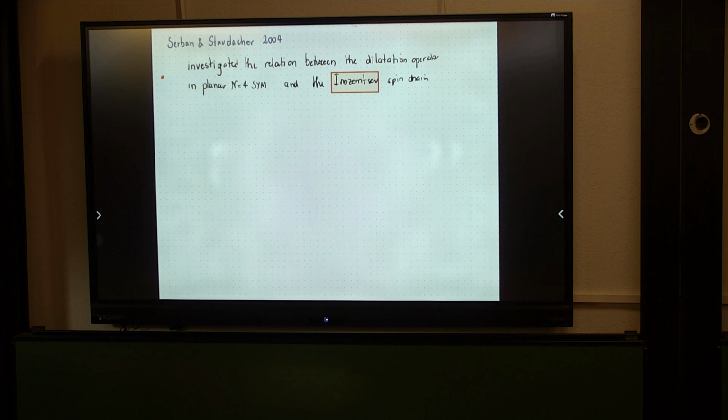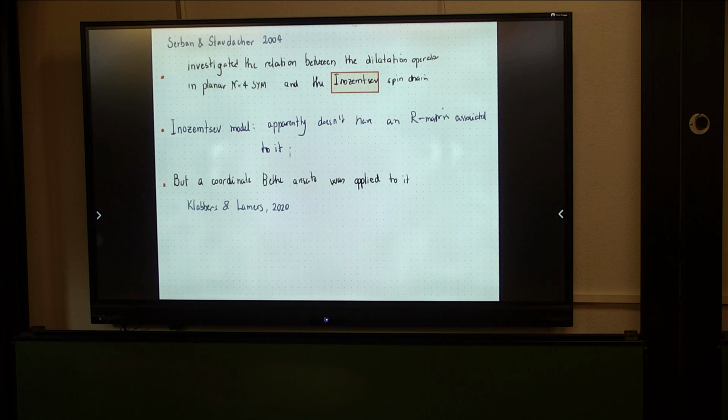And these long-range spin chains appear in many places, as I said, in N=4. There is, for example, this paper by Didina Serban and Matthias Staudacher. They investigated the relation between the dilatation operator in planar N=4 and the Inozemtsev spin chain. This is quite interesting also because this specific model doesn't have an R matrix. So the zoo of long-range spin chains can be quite different. This model specifically is very interesting and doesn't have an R matrix, and a coordinate Bethe ansatz was applied to it. So it's a very wide subject, and in my opinion very interesting. But we will focus on the ones for which you can write an R matrix.